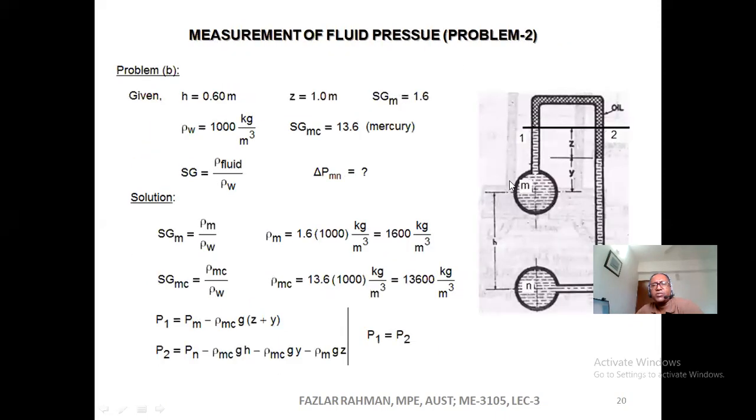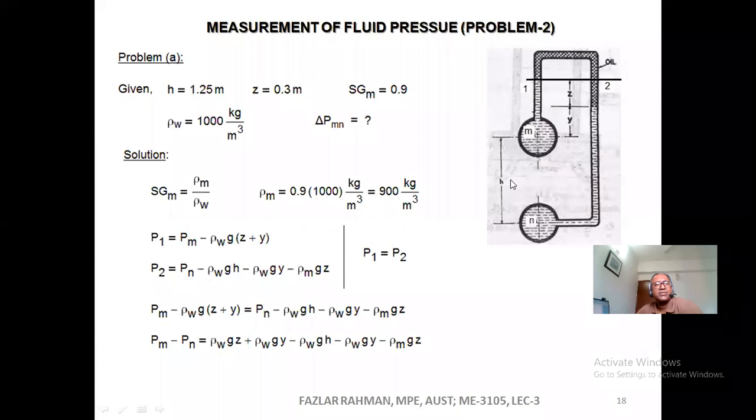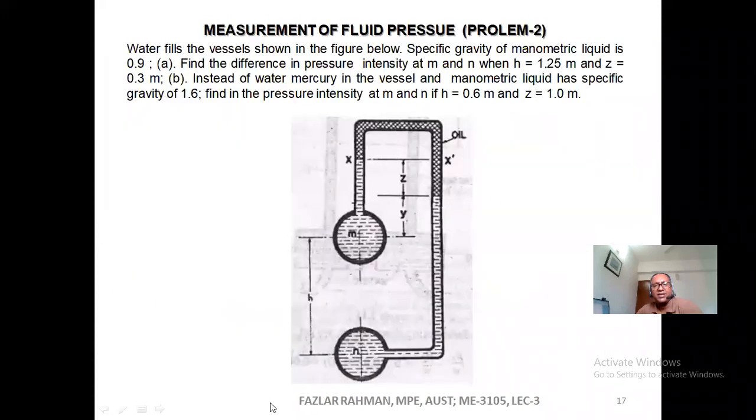You see, this problem is very easy, just 2 minutes, okay? You see, this is the tank, M and N, and the vertical height is H between the tanks. And right over here, this height is Y, this height is Z. Over here, it has mercury. And you see, both tanks have the same kind of fluid, right? Now, how can we measure the pressure difference between the two tanks?